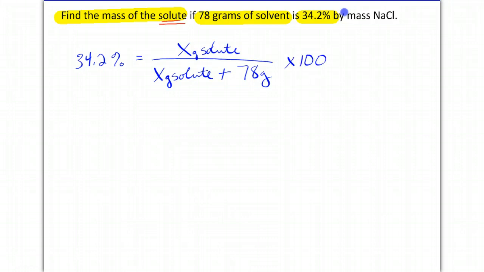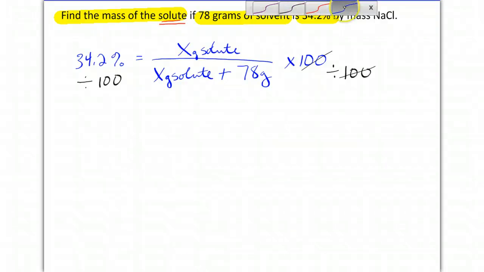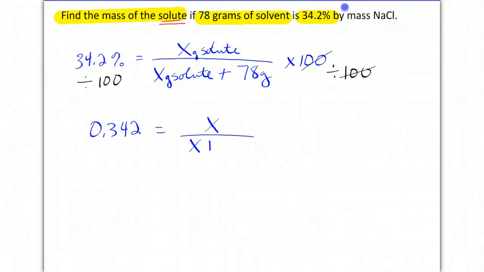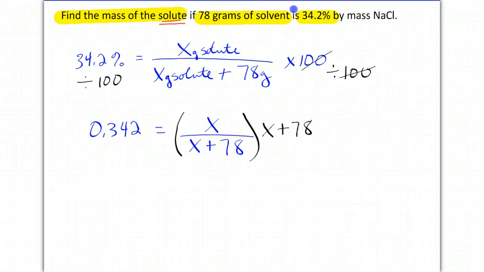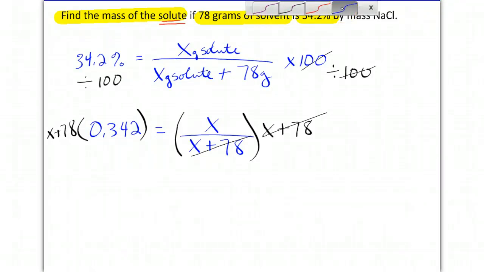So you'll see that we have an X in 2 different locations of our equation. So first thing you're going to do is divide both sides by 100. And by doing this, we're going to end up with 0.342 equals X over X plus 78. Now, we're going to multiply both sides by X plus 78. On the right side, this cancels, leaving me with just X. So I'm going to have X equals, we're going to distribute our 0.342 with these.